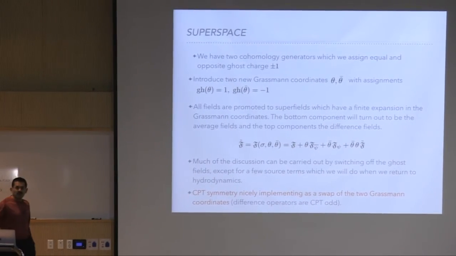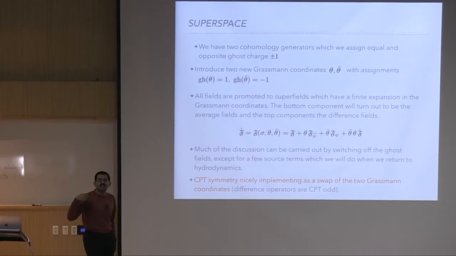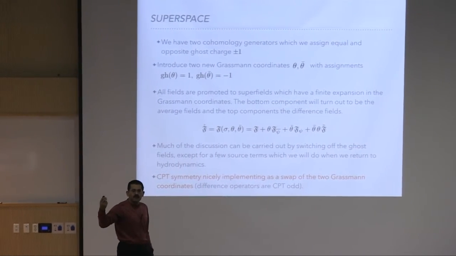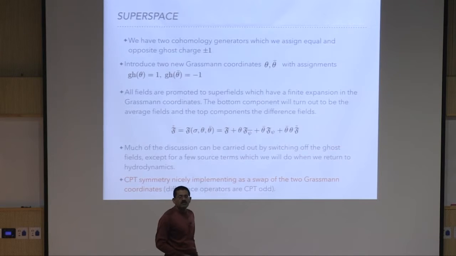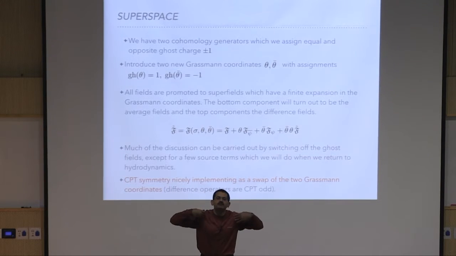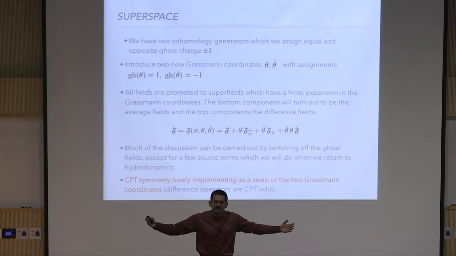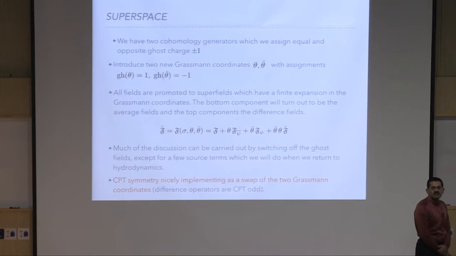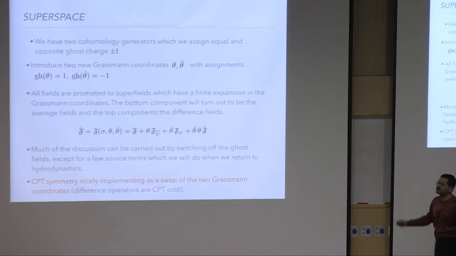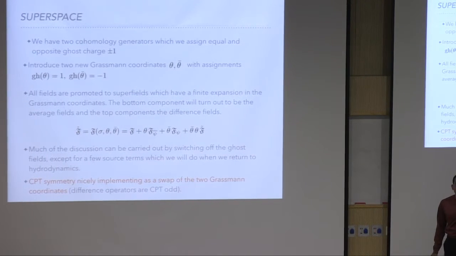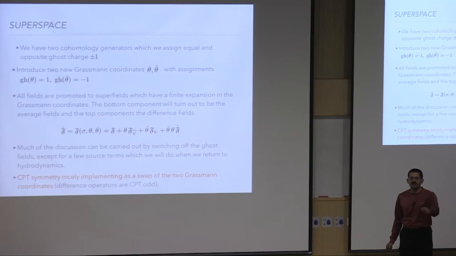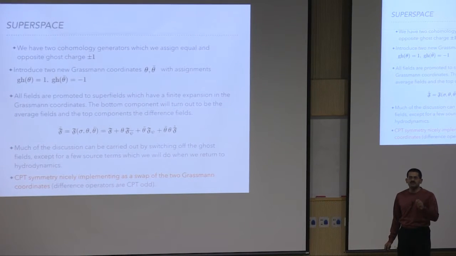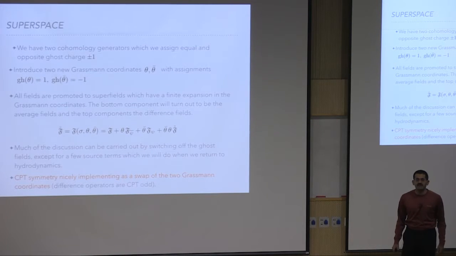So the way to say everything I just said is: take Schwinger-Keldysh, where you had left and right operators, and uplift the whole thing to superspace by adding to your theory two Grassmann coordinates, theta and theta bar, such that the bottom component of a super operator is the average operator, and the top component is the difference operator. Then I guarantee you that any superspace correlator you compute, once you uplift the density matrix correctly, will immediately satisfy the Schwinger-Keldysh Ward identities.